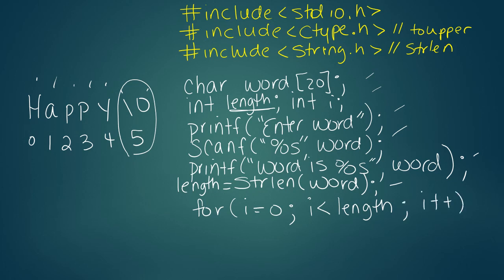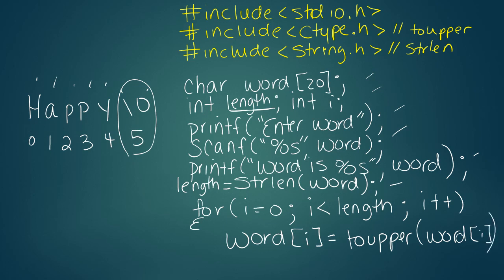I want to change all the letters to uppercase, so I will go one by one, and then I will just go to word at index i equals toUpper of word at index i. So word at index i is a character, so the character is going to come in here. The first one that comes in is going to be H, capital H. It's going to go into the toUpper function, return, and become a capital H. Then the next letter to go in is going to be lowercase a. Then it's going to come back and change to an uppercase A.